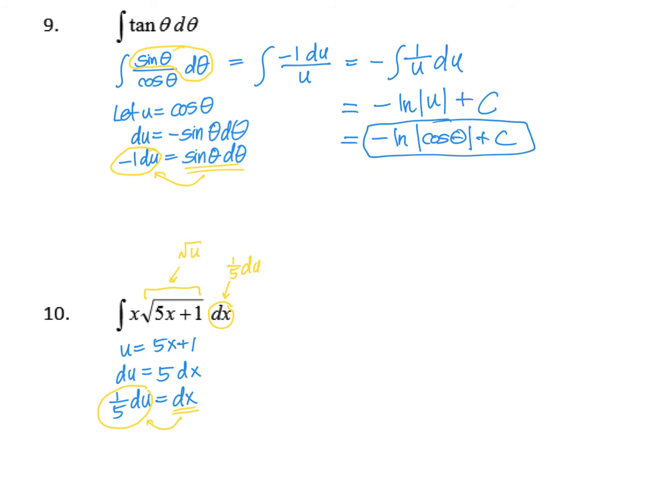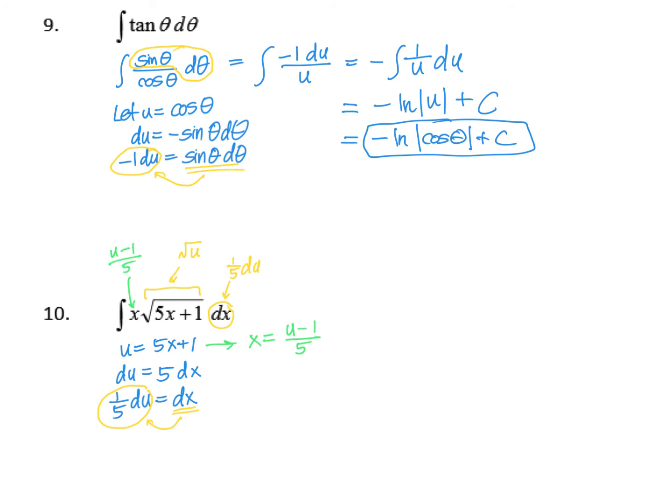But we have an issue. There's this extra x out here. What can we do with the extra x? Well, in this problem, we have a way of dealing with it. I will take this u equals 5x plus 1 formula, and I will solve for x. So we have x equals u minus 1 all over 5. That is what we are going to replace x with, u minus 1 over 5.